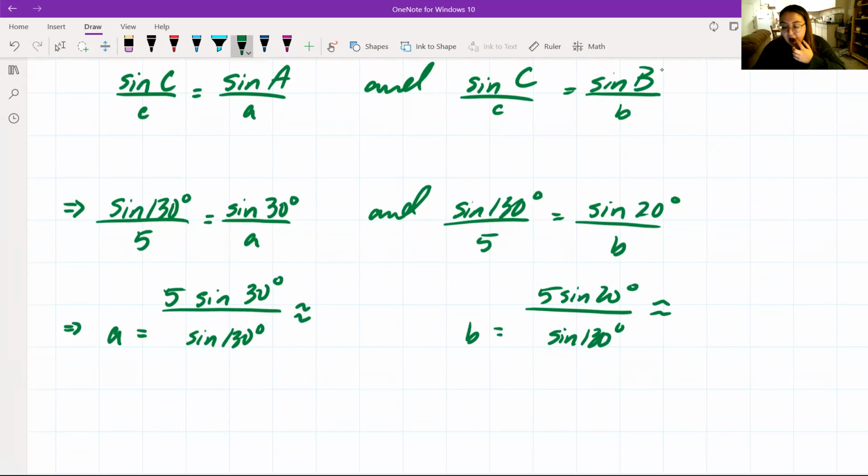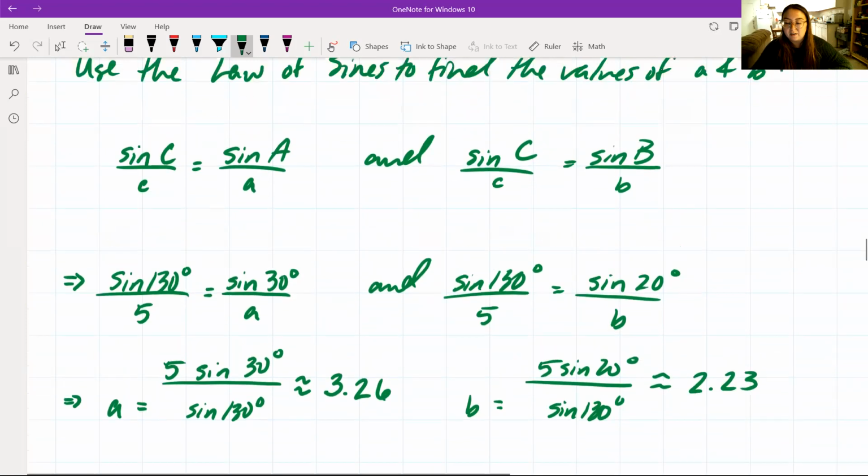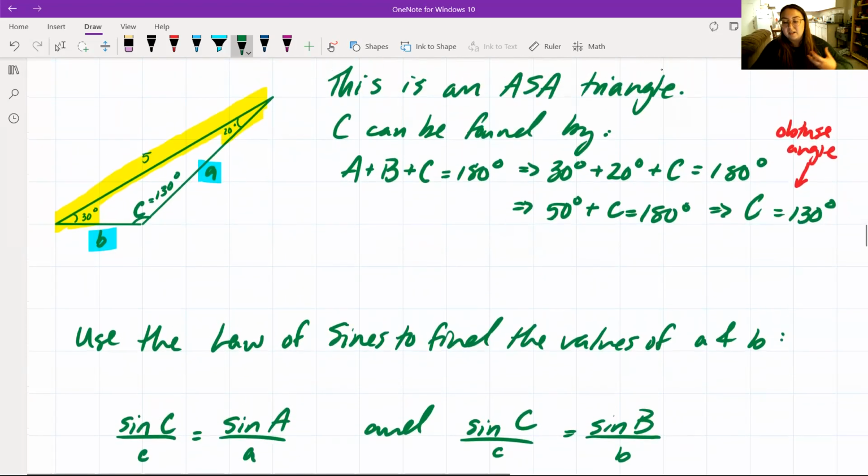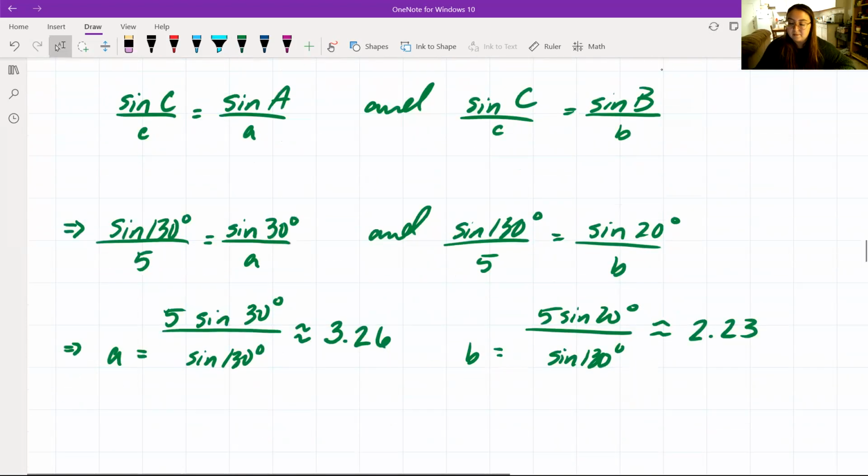Plugging these equations into our calculators, we end up getting for the value of A, which was 5 times sine of 30 degrees divided by sine of 130 degrees, about 3.26, while the value of B, which was 5 times sine of 20 degrees divided by sine of 130 degrees, came out to about 2.23. So these are the missing values that we wanted along with the value of uppercase C.